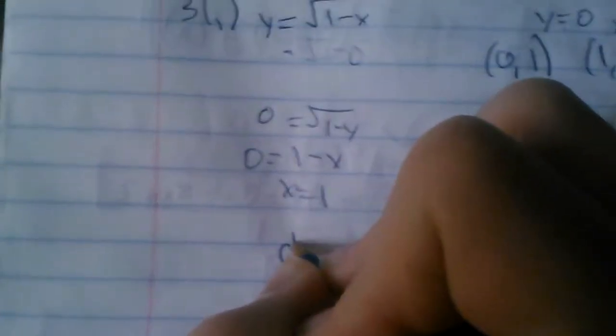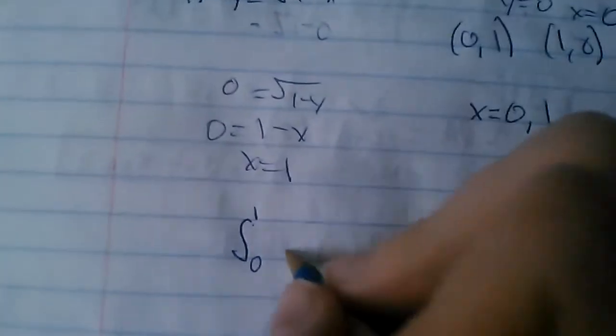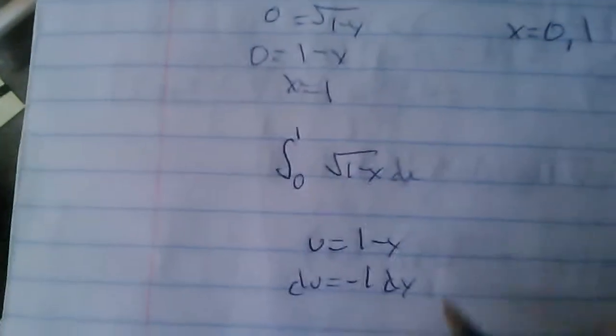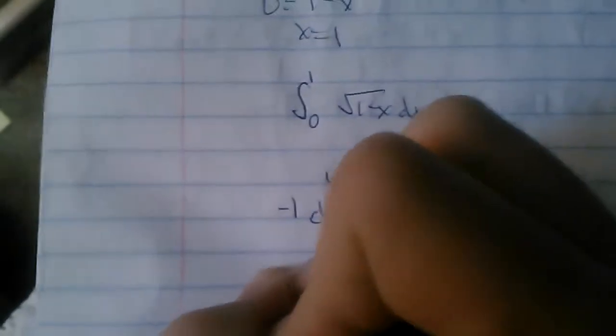So we want the integral from 0 to 1 of the square root of 1 minus x. I'm going to do this the long way around, and then I'll do the shortcut and explain how it works. In this case, u equals 1 minus x, du equals negative 1 dx. But there's no negative 1 here, so we have to divide. We want negative 1 times the integral from 0 to 1 of u to the 1/2 du.